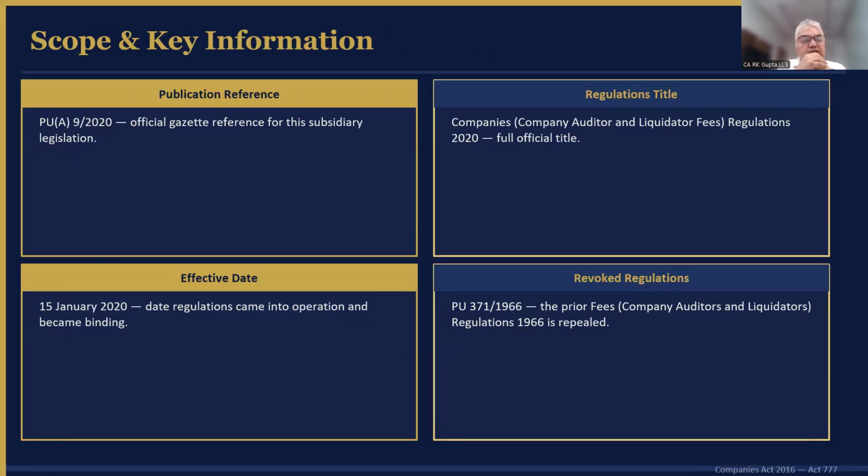Now let us understand the scope and key information. The official gazette reference for this subsidiary legislation is P.U.(A) 9/2020. The regulations title is Companies (Company Auditors and Liquidators Fees) Regulations 2020, which is the full official title. The effective date is 15th of January 2020. This is the date when the regulations came into operation and became binding. The earlier regulations, the prior Fees (Company Auditors and Liquidators) Regulations 1966, are hereby repealed.